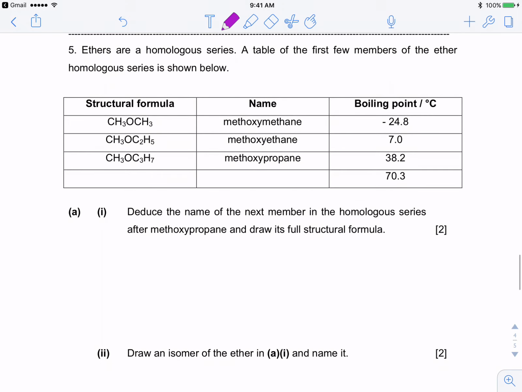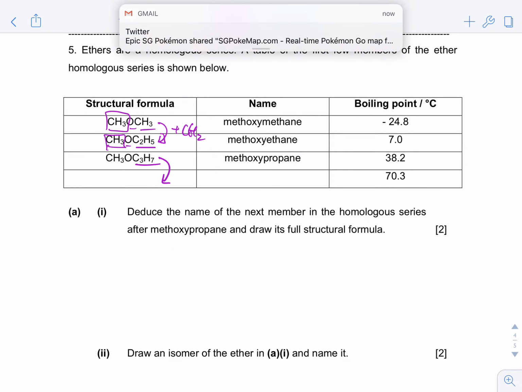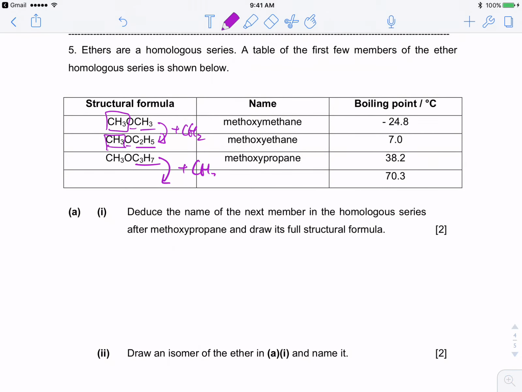Okay, ethers are a homologous series. Deduce the name of the next member in the homologous series after methoxypropane and draw its full structural formula. Okay, so first you must observe the pattern. CH3OCH3, CH3OC2H5. From here to here, you notice that at the end they add a CH2, like a homologous series. So from here to here, I must add a CH2, then you will get CH3OC4H9. Okay, this name will be methoxybutane.